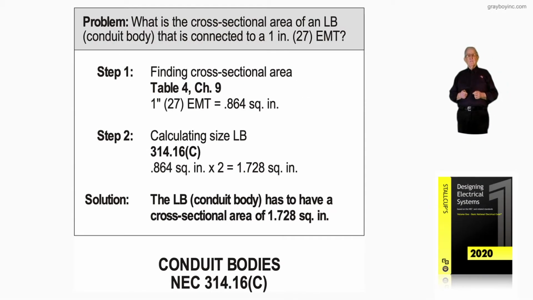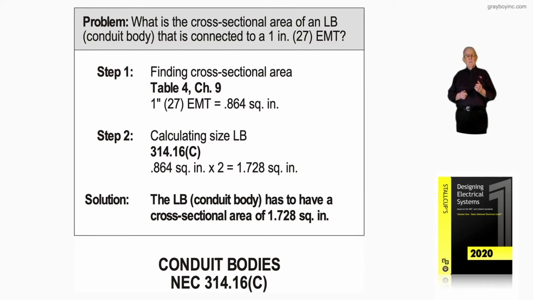Now this illustration shows conduit bodies in accordance with 314.16(C). The question is, what size cross-sectional area of an LB conduit body that is connected to a 1-inch EMT? What is the cross-sectional area?